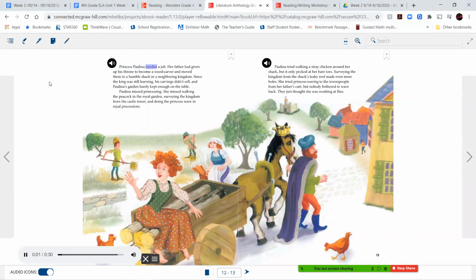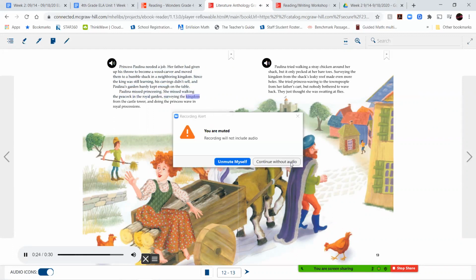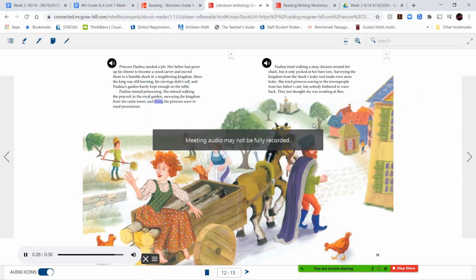Princess Paulina needed a job. Her father had given up his throne to become a wood carver and moved them to a humble shack in a neighboring kingdom. Since the king was still learning, his carvings didn't sell, and Paulina's garden barely kept enough on the table. Paulina missed princessing. She missed walking the peacock in the royal garden, surveying the kingdom from the castle tower, and doing the princess wave in royal processions.